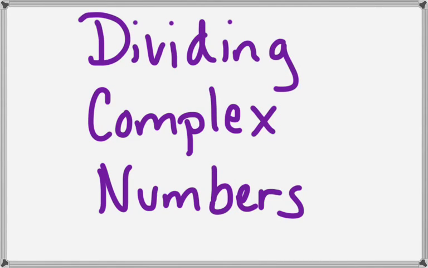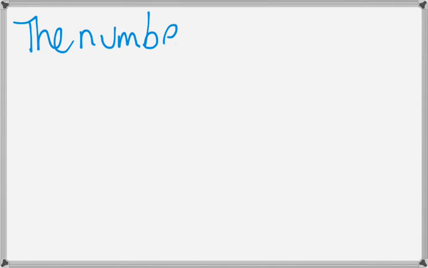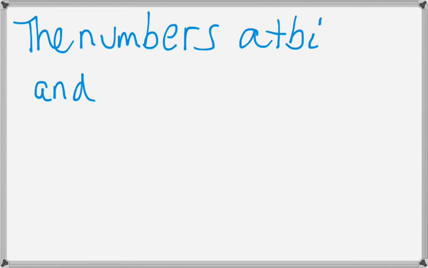In this video we're going to discuss how to divide complex numbers. Before we can discuss how to divide complex numbers, we first need to talk about this idea of complex conjugates. So the numbers a plus bi and a minus bi are what we call complex conjugates.